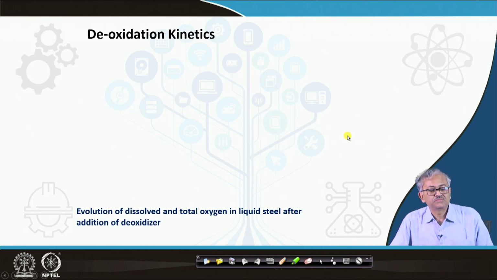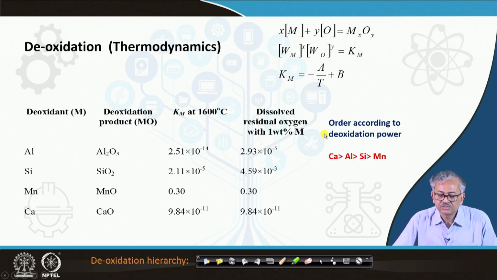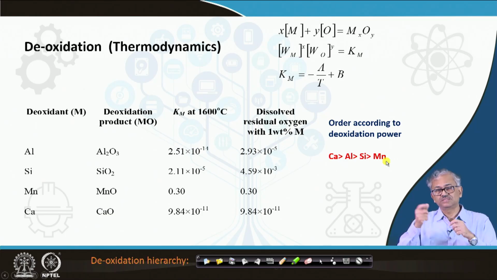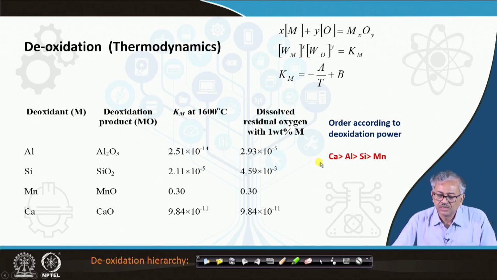Let us see now deoxidation kinetics, after thermodynamics. Calcium is effectively very useful, but usually aluminum is used for its easy handling. Calcium has a problem. For deep deoxidation, calcium is used, but otherwise aluminum is the most used. Silicon manganese is also used because it has another advantage that I will talk about during the kinetics.